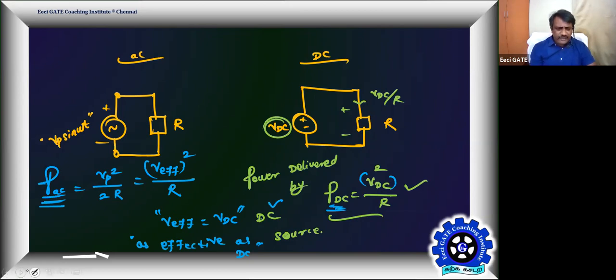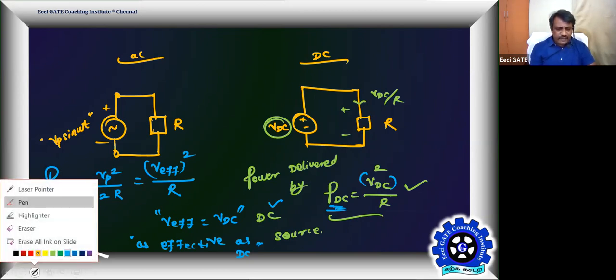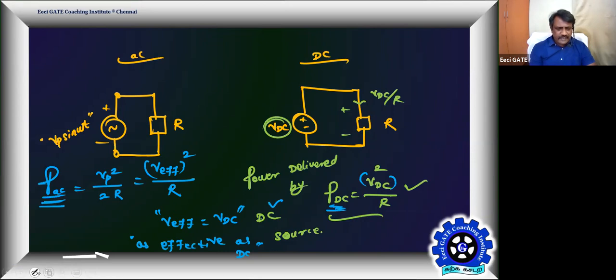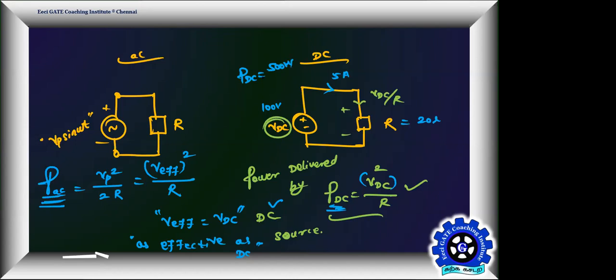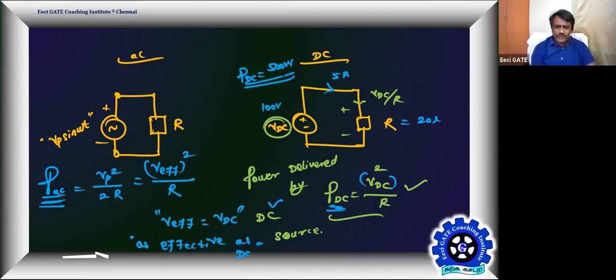Say for example, my DC source is a 100-volt battery and the resistance is equal to 20 ohms. What is the DC current in this? 5 amps. Tell me what's the DC power straight away. 100 into 5, how much? 500 watts. 500 watts of DC power delivered by the source.